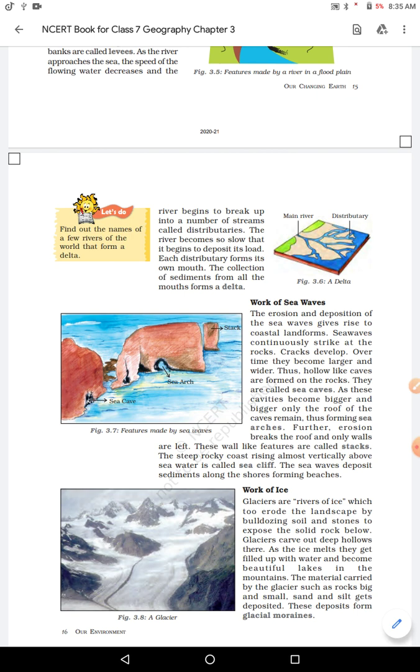Further erosion breaks the roof and only walls are left. These wall-like features are called stacks. Okay, after many years it forms a stack. A steep rocky coast rising almost vertically above sea water is called a sea cliff. The seawater deposits sediment along the shore, forming beaches.